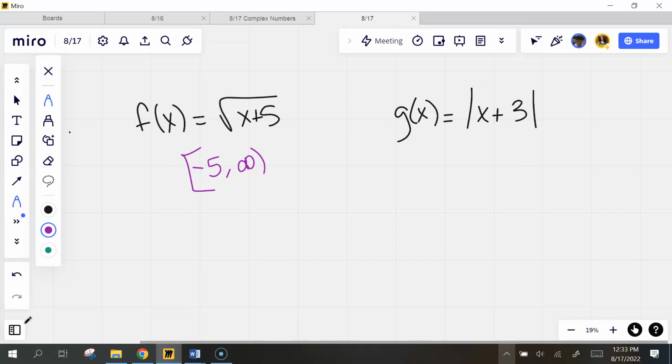What problem is this? Okay, this is number 4, but I'm not even answering the problem right now. Right now, I'm just doing the domain of the individuals. What is the domain of an absolute value function?